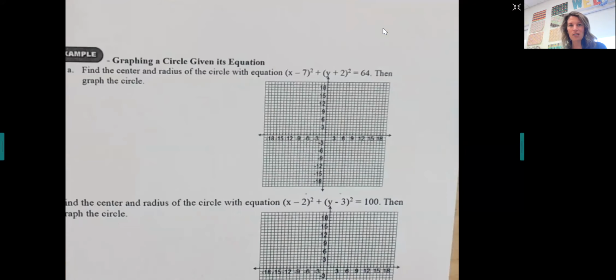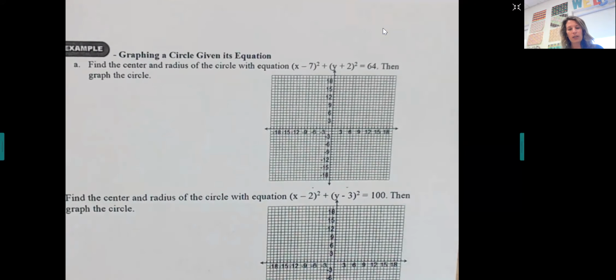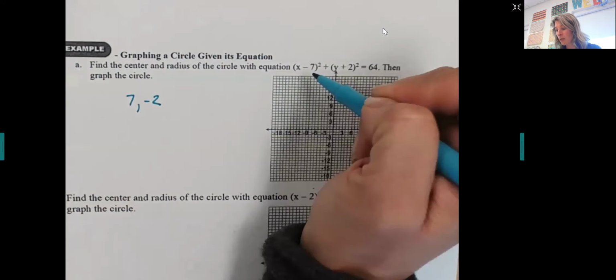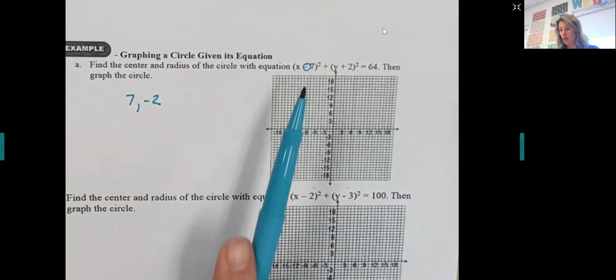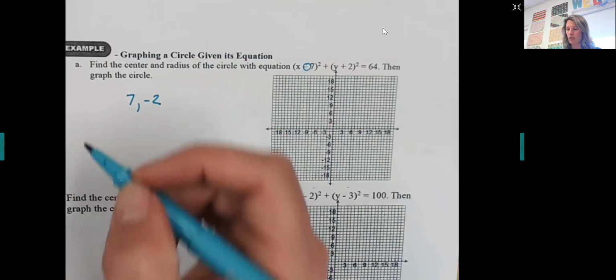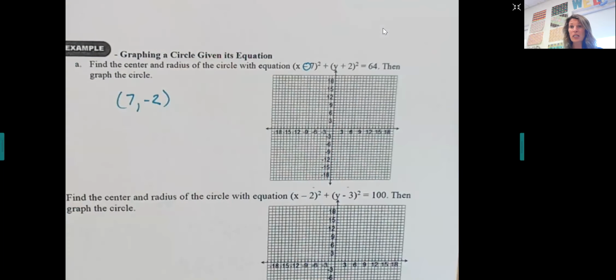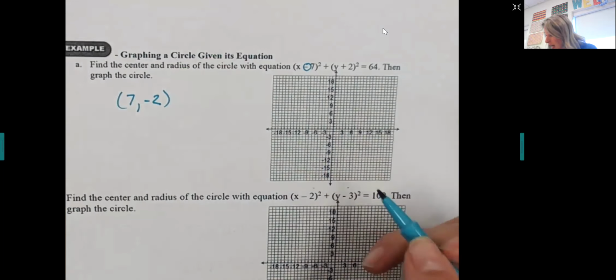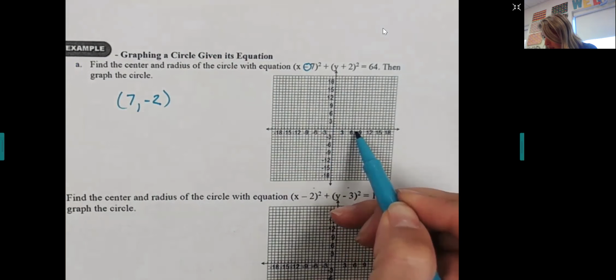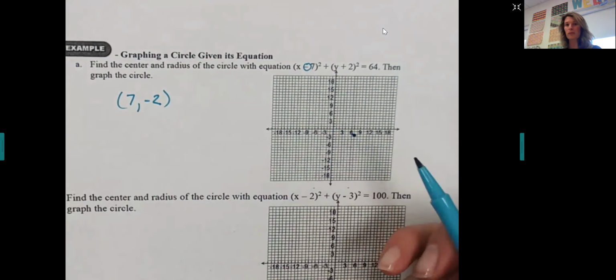Now we get to graph this. What we're looking for here when we graph is where the center is and then the radius, okay? So first we're going to find the center. My center is going to be at 7, -2, because remember, we're always looking for that negative. So it's got to be at 7, and in order to get this plus, it's got to be at -2. So that's my center. We are going to put that first onto our paper. So 7 here, -2 here.